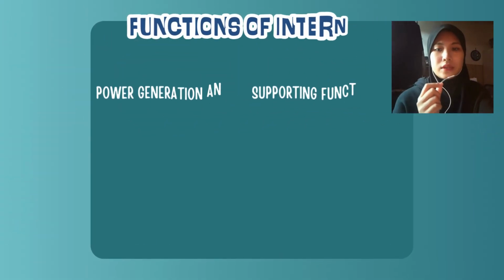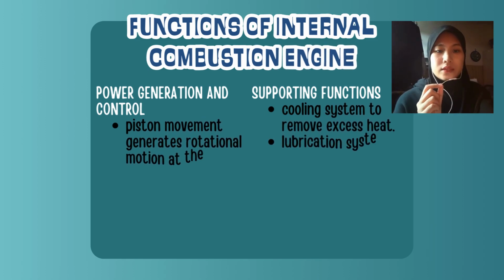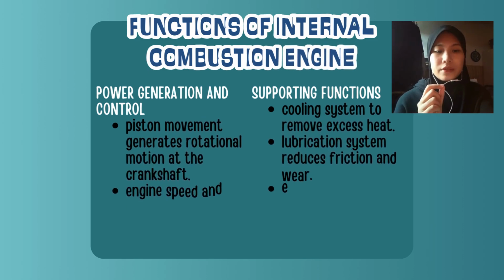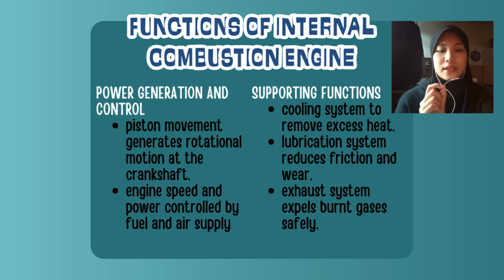So now we'll be talking about the function of internal combustion engine. The main function is power generation and control. The combustion inside the cylinder causes the piston movement, which produces rotational motion at the crankshaft. Engine speed and power are controlled by adjusting the fuel and air supply.